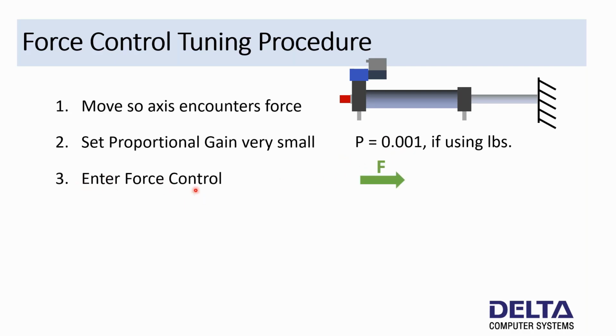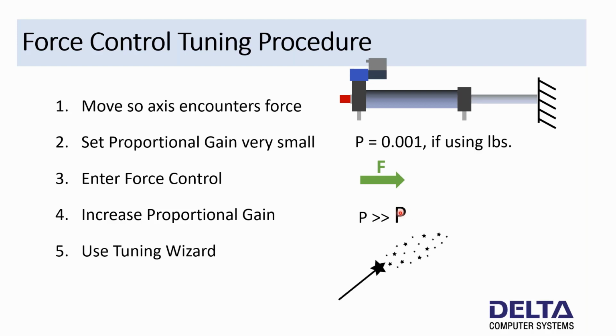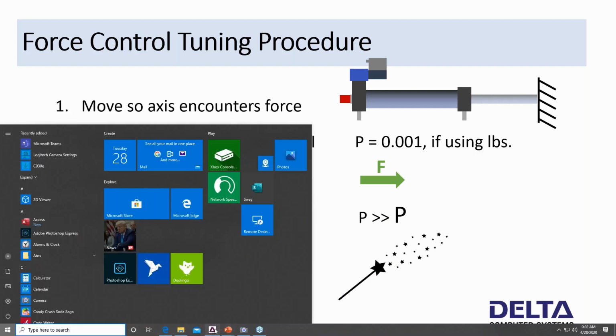Then you actually enter the force control, and we have some commands that do that. Then we increase the proportional gain, and then we use a tuning wizard. The proportional gain, of course, we need to move and get some plots. The tuning wizard looks at the plot and gives us some nice gains. So let's go look at what that actually looks like on the system.